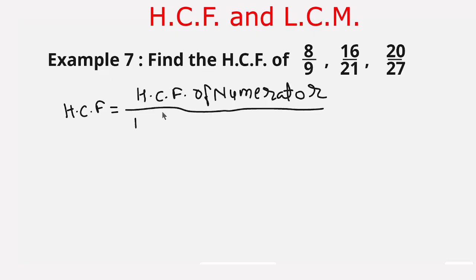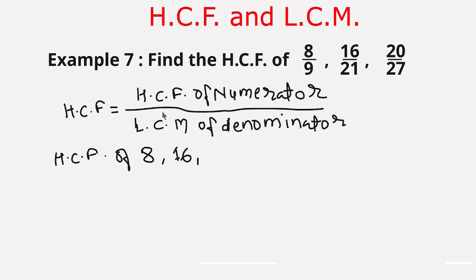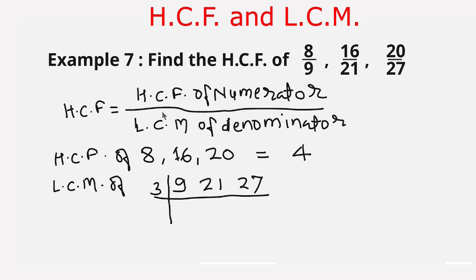We have to find the HCF of these fractional numbers. HCF equals HCF of numerators upon LCM of denominators. So we have to find the HCF of 8, 16 and 20. This is equal to 4. We have to find the LCM of 9, 21 and 27. All three numbers are divisible by 3. So 3 times 3 is 9, 3 times 7 is 21 and 3 times 9 is 27.